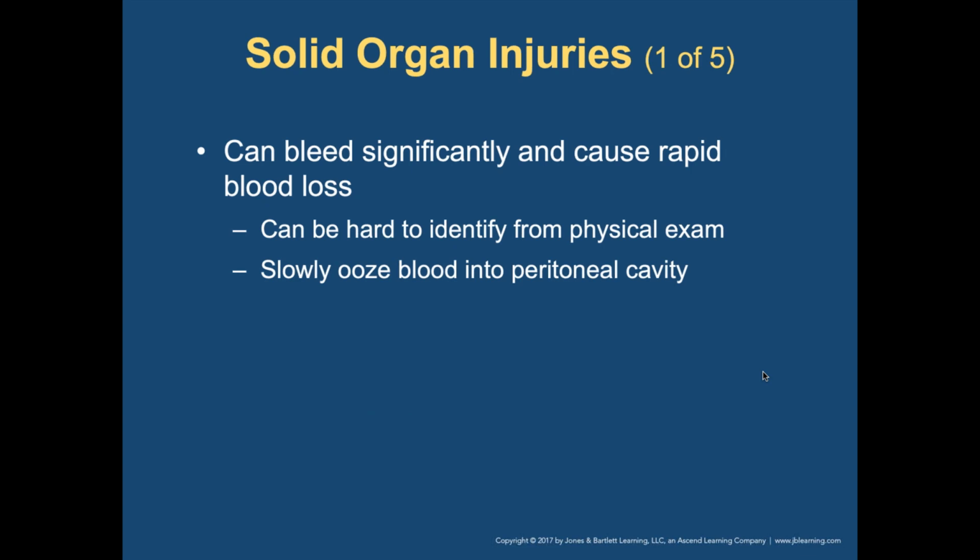Solid organs can be injured significantly and cause rapid blood loss. Whew, it's nasty. They can be hard to identify because you can't see them. You can't touch them. You're just going off, like, well, I think that's where his liver is, if you're not pretty strong on the anatomy of the body. Solid organs can also slowly ooze blood into the peritoneal cavity, causing pain to increase slowly over time, because now there's not much room for all the blood. So the more blood that's leaked out into the cavity, the less empty space there is.